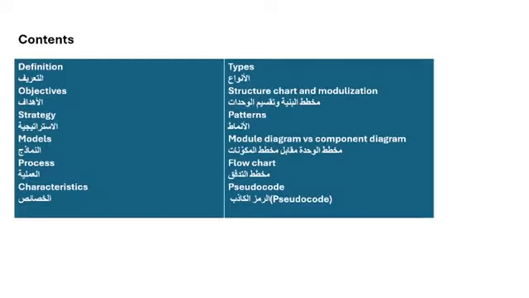In this chapter I will be covering how to define what software engineering is, what the objectives of software engineering are, what some of the strategies are, some of the models used, and what the process of software engineering is, some of the characteristics. Also, I'll talk about the types of designs and some of the patterns, and then I will also cover model diagrams and component diagrams, flow charting, and then pseudocode.